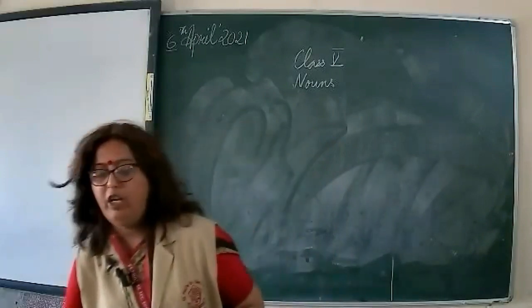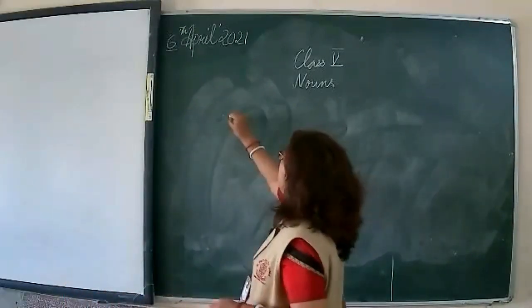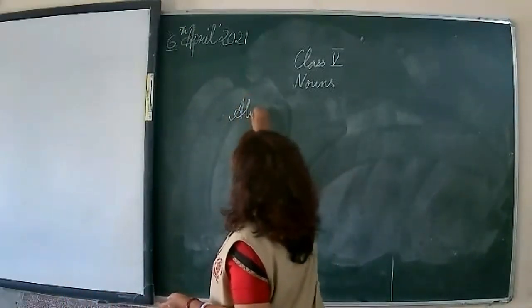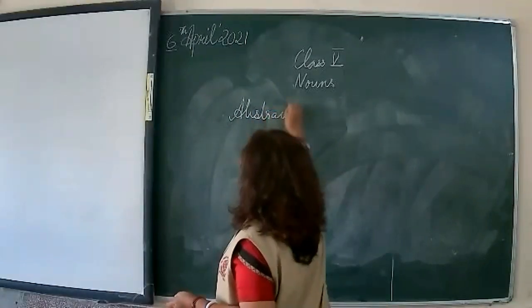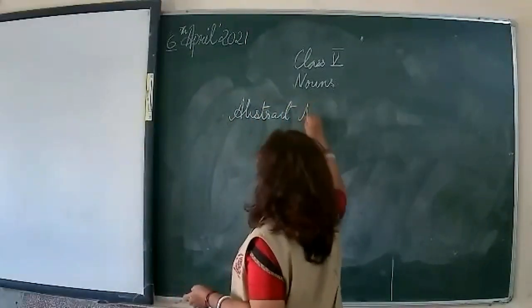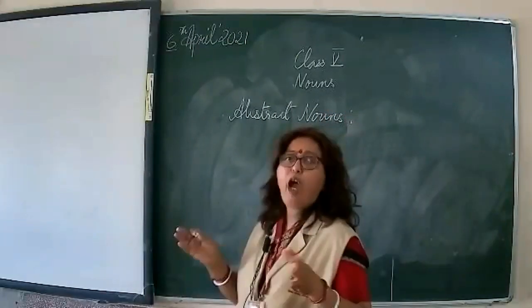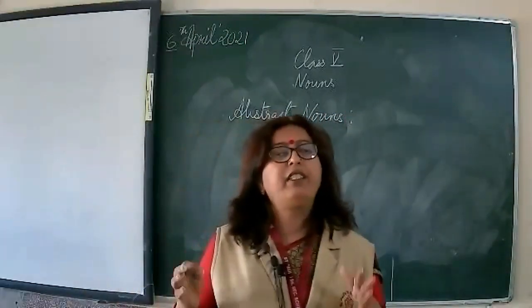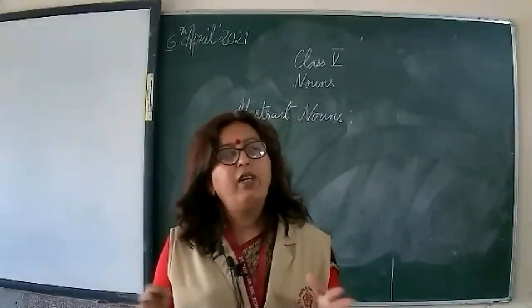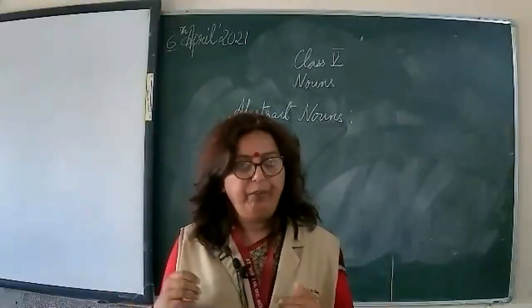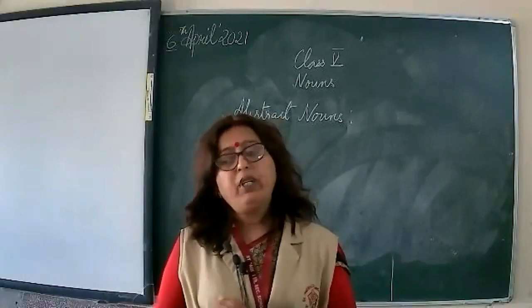Now, this is called the abstract noun. Now, what is this abstract? Abstract is something that doesn't have a particular shape. Okay? Like anger.